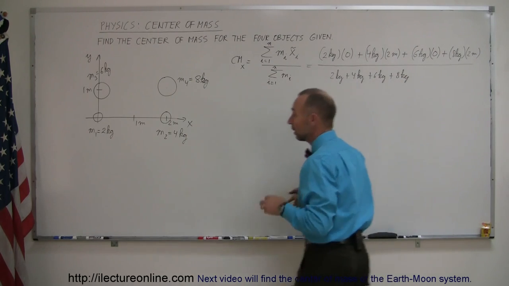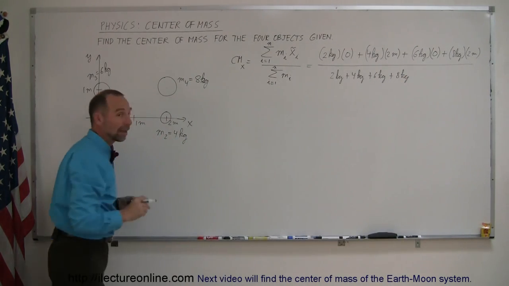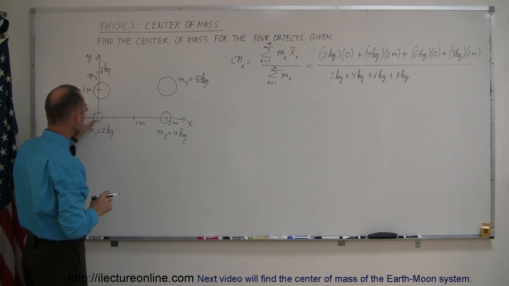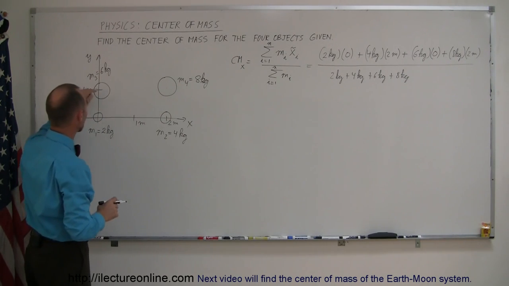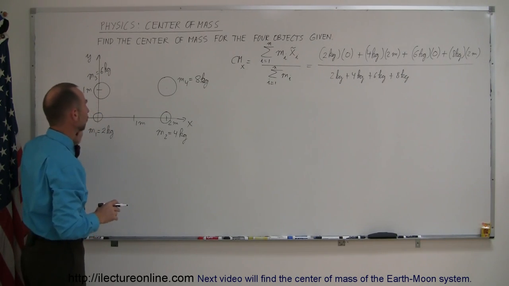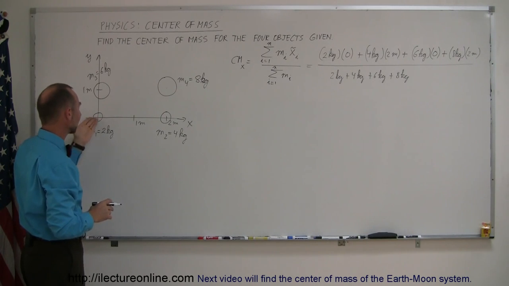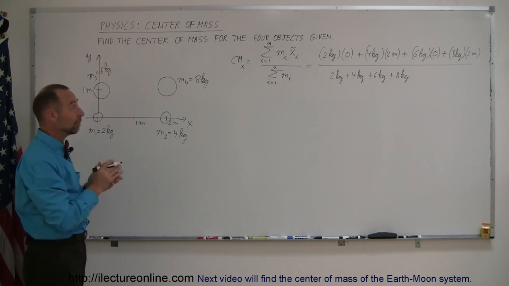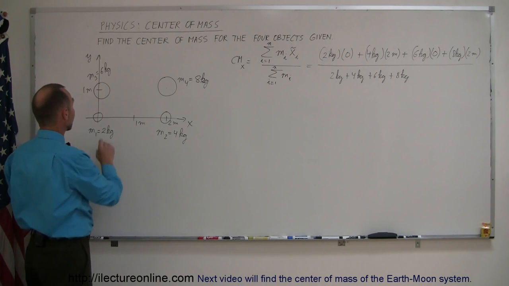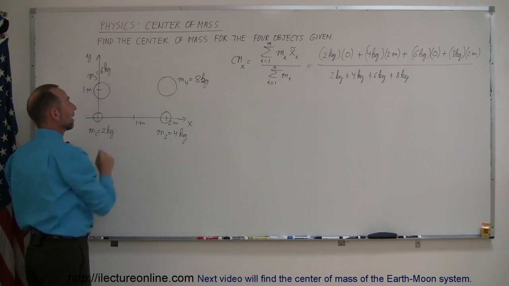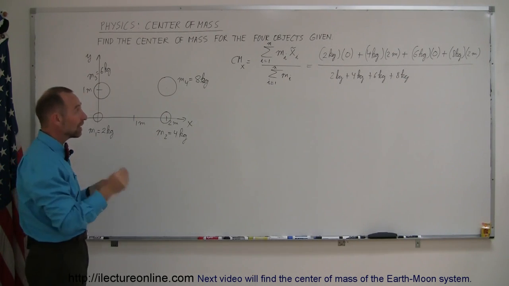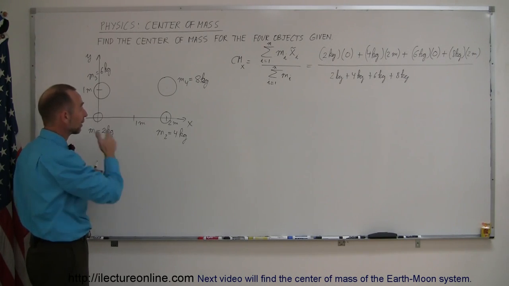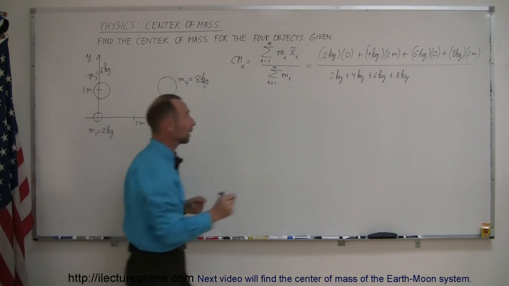Quickly recapping what we did: we had 4 masses, each with its individual mass, located at 4 different positions. Each mass has an x and y coordinate, and to find the center of mass in the x direction, we multiply the mass of each by the x-coordinate of its center of mass, and then divide that by the sum of all the masses. So let's go ahead and do that.